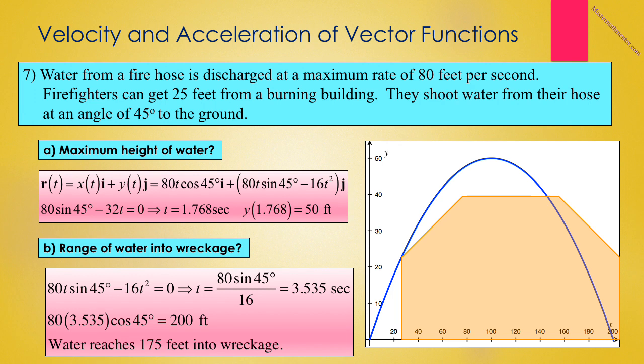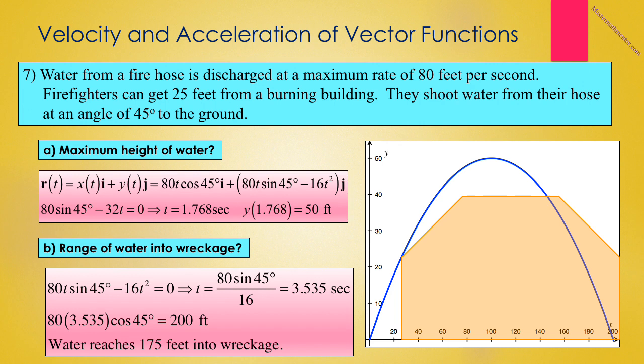Part B states that the closest that the firefighters can get to the building is 25 feet. We would like to know how far into the wreckage the water can reach. To do this, we find out when the water level will be back at ground zero, and therefore we set the y component equal to 0. 80t sine 45 degrees minus 16t squared is equal to 0.